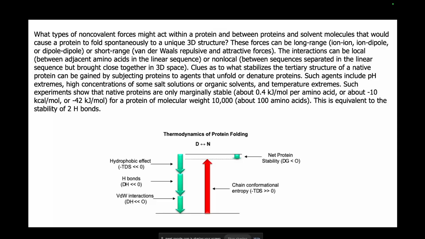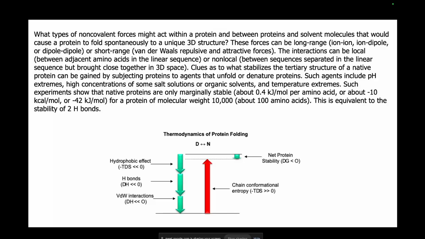So at a particular temperature and a particular pH, the protein is the most stable. If you move away from that temperature and pH, it becomes unstable. So pH is a big deal in determining whether the protein is stable or not. It is stable at a certain pH, but it will not be stable at other pHs. High concentrations of some salt solutions, organic solvents, and temperatures matter too. Temperature and pH are the most basic ones, and then you have chemical reagents which can denature proteins.